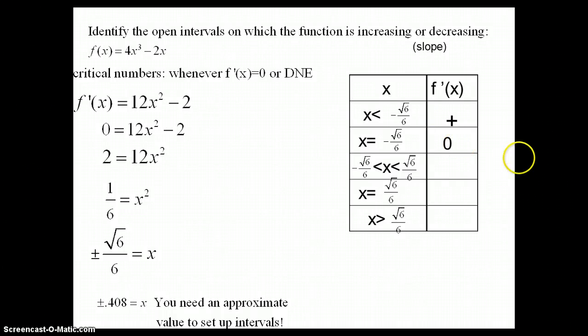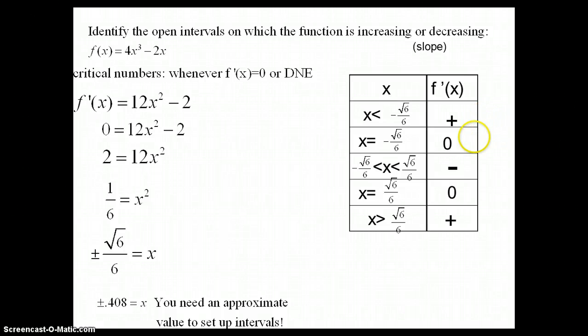We know that at the critical point it's going to be 0. The derivative value is 0. And now in between, we're picking a number in between negative 0.408 and positive 0.408, so 0 would be a good number for that. We'll get a negative number. And then for our second critical point, we know it's 0. And then we plug in a number that's greater than 0.408, and then we get a positive number.